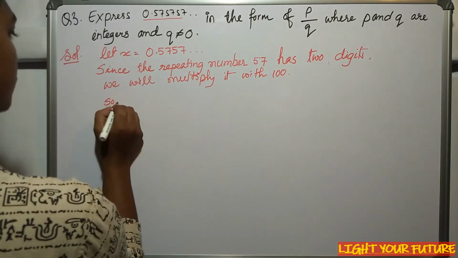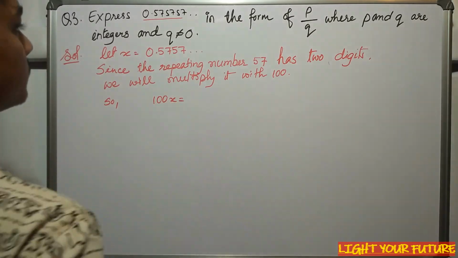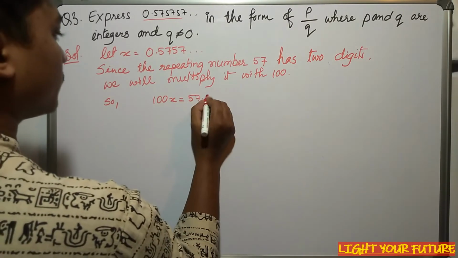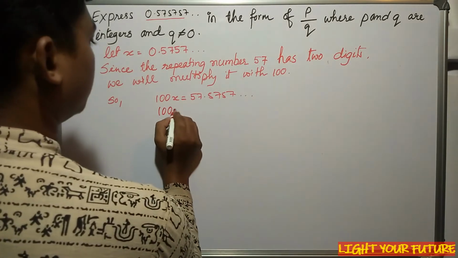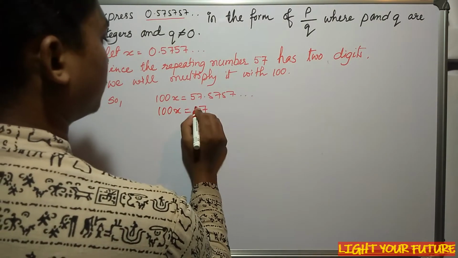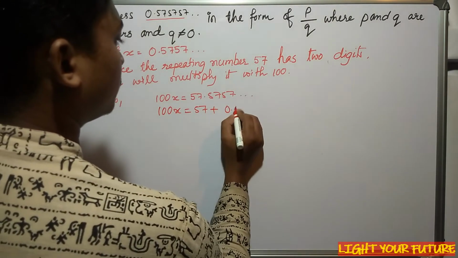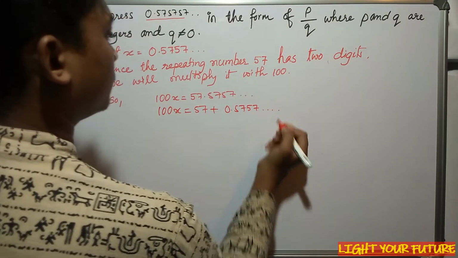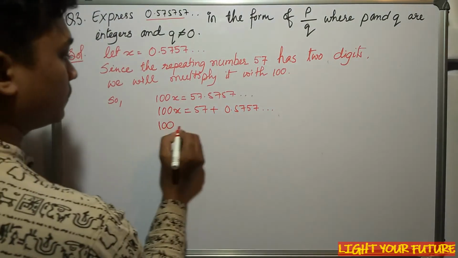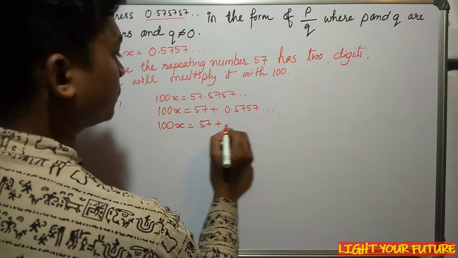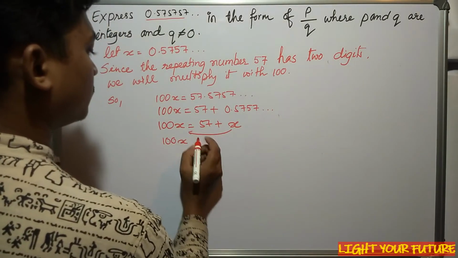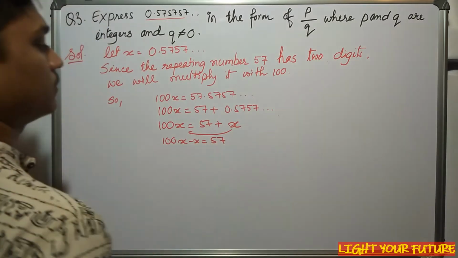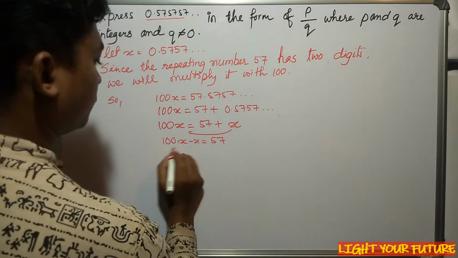So 100x equals 57.5757 and so on. 100x equals 57 plus 0.5757. We are taking 0.57 out of 57.5757. So 100x equals 57 plus x. Now taking x to the left-hand side, 100x minus x equals 57. Now 99x equals 57.